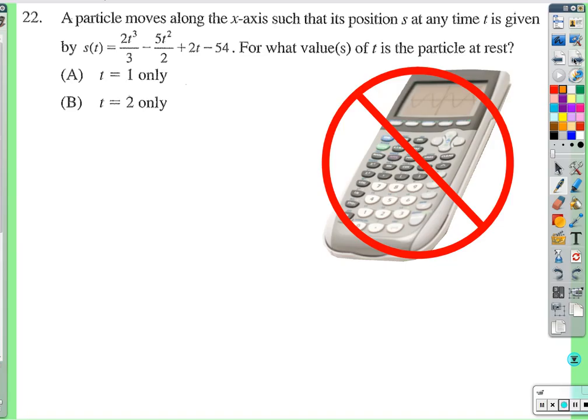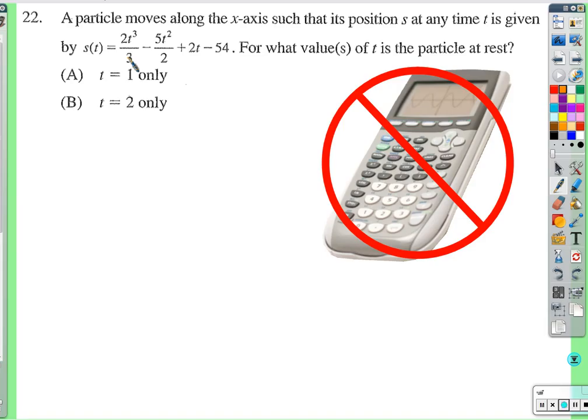So we'll do this one together, and then I'll let you do the rest on your own. The particle moves along the x-axis. Don't let that throw you. Don't let the fact that it's moving along the x-axis make you confuse it with this function here. Notice this isn't even in terms of x, it's in terms of t. So when you see it moves along the x-axis, just think it's moving on a straight line somewhere.